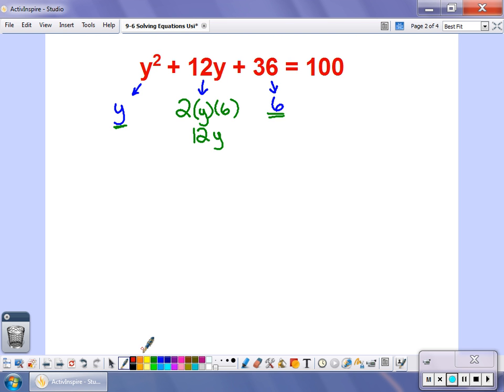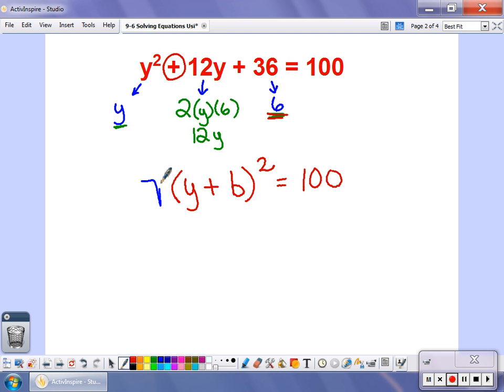with my special products. Okay, special products said this is going to be a, and then because we have an addition sign here, it's going to be plus b, which is this, squared. Okay, this is the square of a sum, so y plus 6 squared. All that equals 100. Now I have one factor that's being squared, so to solve it, I'm just going to take the square root of both sides.